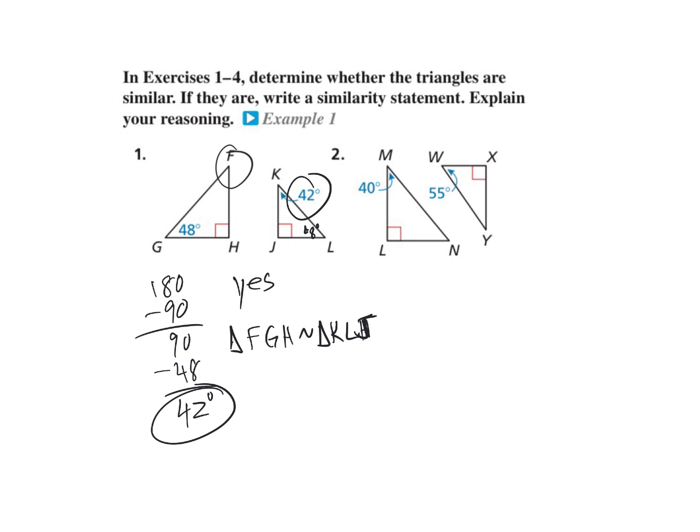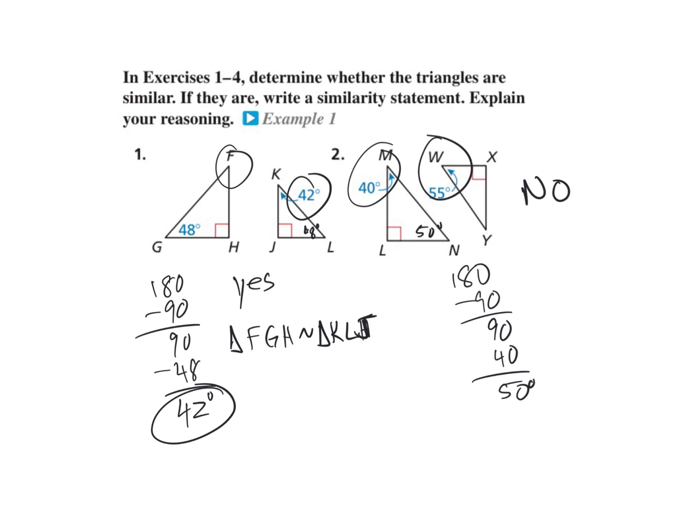All right, number two, same thing. 180 minus 90 is 90, and then you subtract one of them. We'll subtract the 40 here. That leaves 50. So the other angle must be 50 degrees, which does not match angle W. So no, these two are not similar triangles.